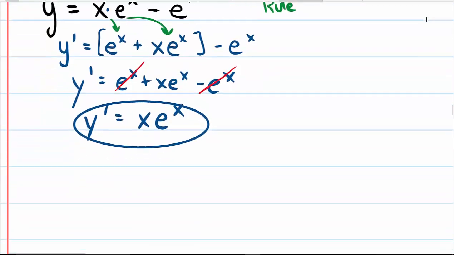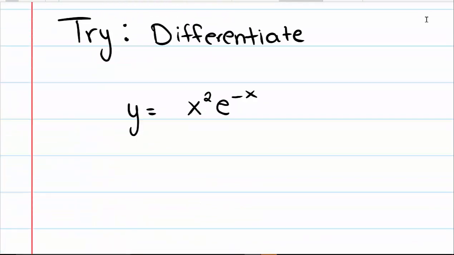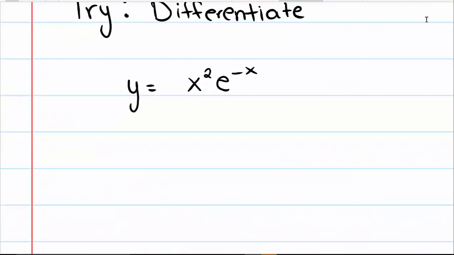Alright, now I want you to try one on your own. So now I want you to try to differentiate x squared times e to the negative x. So go ahead and try that out right now. Alright, good job. Now let's just check to make sure we got the same answer. So right here you notice that we have a product. So we're going to need to use that product rule.